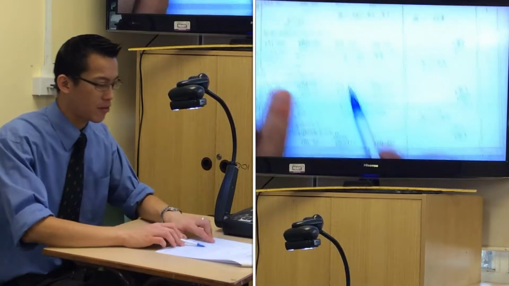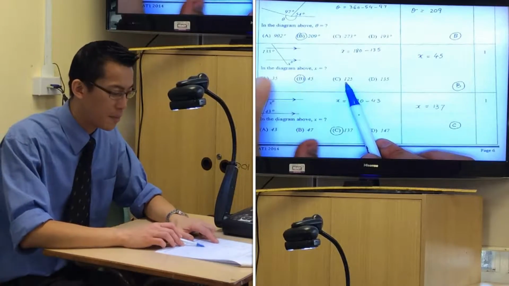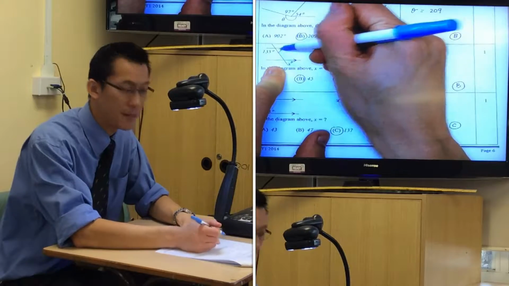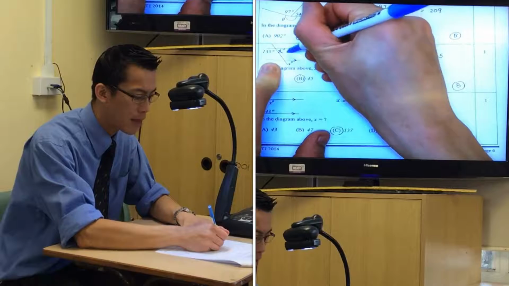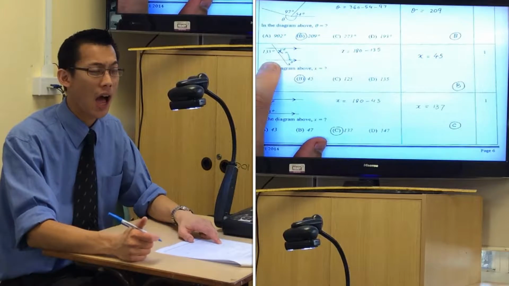Going down here to question 3, you've got your parallel lines here, okay? So you might have done a bit of working on the page. You might have noticed that x and this angle up here, they're the same. So you can call that x degrees. Why is that? Why are these two angles the same? What kind of angles are they?